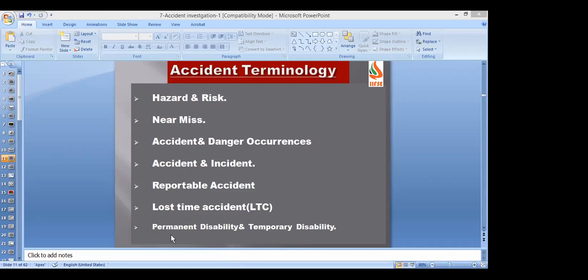Then permanent disability, temporary disability. Here we have to understand two terms: permanent and temporary. Disability in the sense either permanent, meaning completely, or temporary, meaning for a few days. For example, the person is working at height, he falls down, and his leg gets broken. He takes rest for 3 to 6 months. That is a temporary disability.